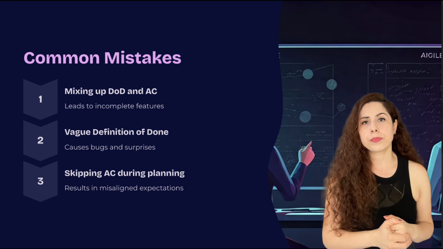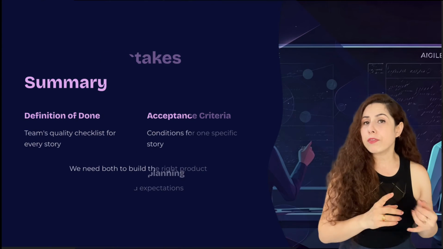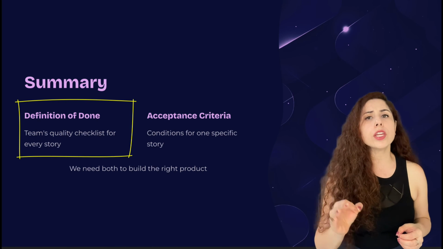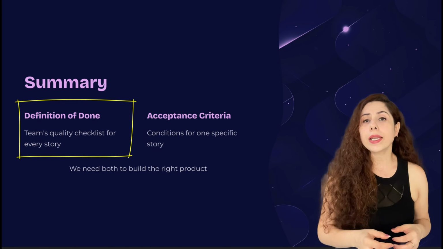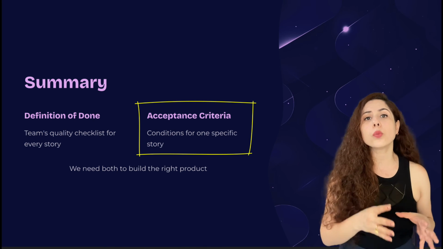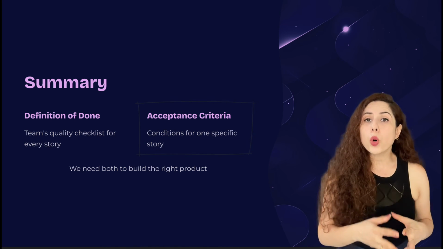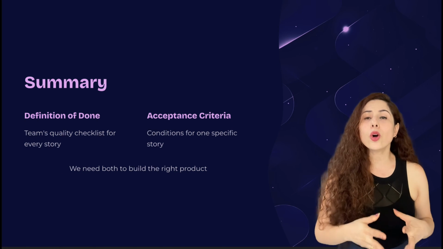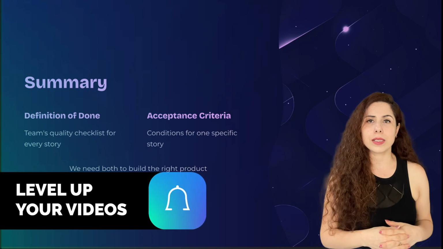Now to wrap up, definition of done is the team's quality checklist that applies to every user story. And acceptance criteria are the conditions for one specific story to be accepted. We need both to build the right product. So that was all in this video. I hope you understood both the terms clearly.